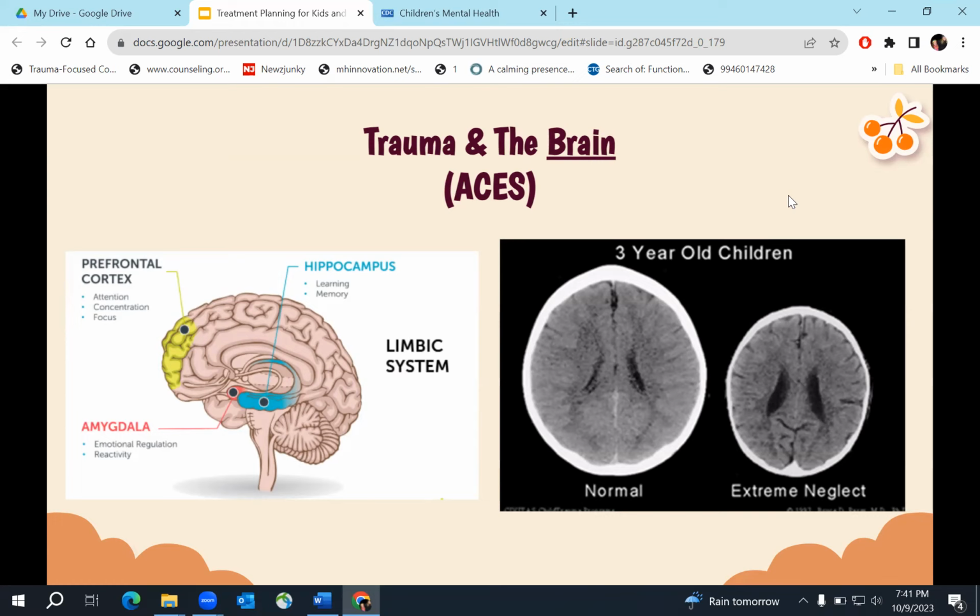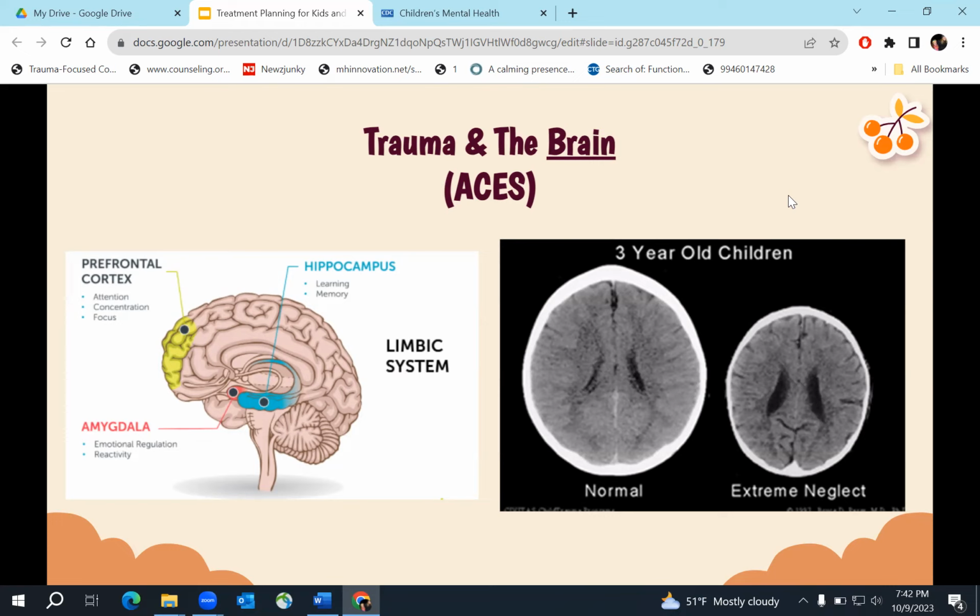So in order to understand that, you have to understand the brain. And this is helpful for you in treatment planning because part of your treatment plan can be psychoeducation with parents, psychoeducation with caregivers, psychoeducation with schools around what trauma does to a brain.